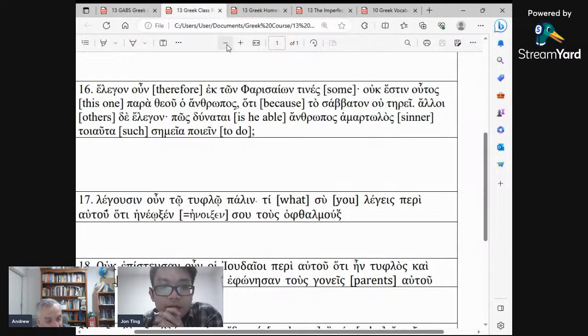Now, ek, which is out of, plural genitive, Pharisaion, out of the Pharisees, some. Tines, some. Estin is, not, are not. Houtos, this one. Para, beside, alongside. Theou, God's, genitive for anthropos, the man.